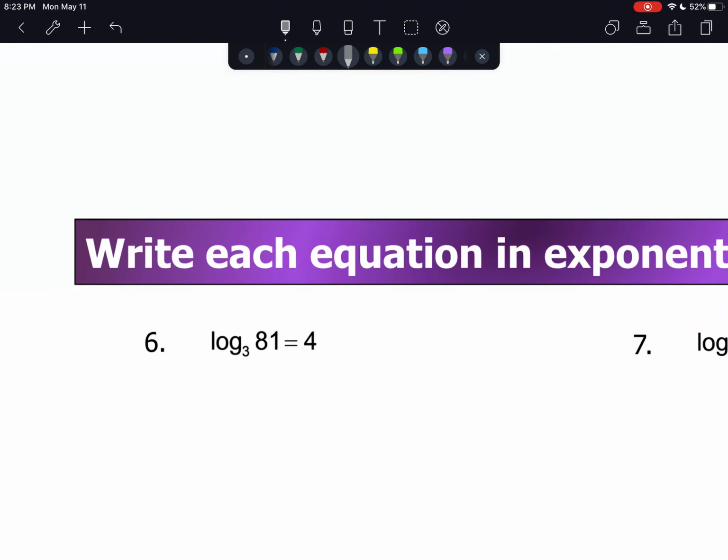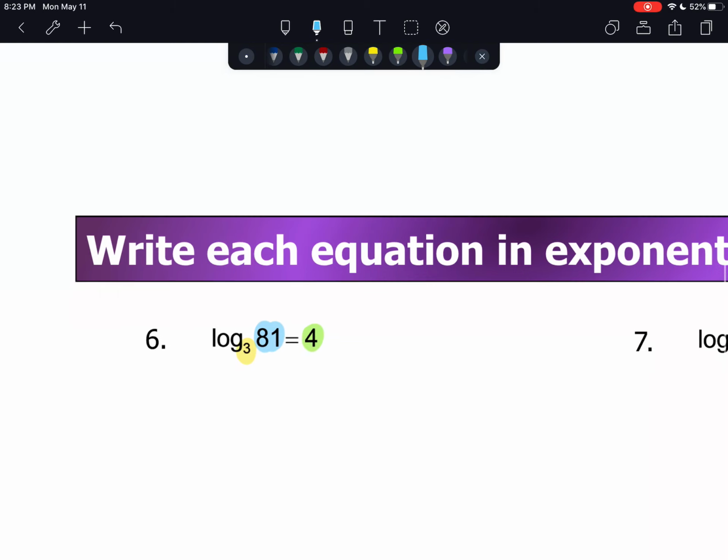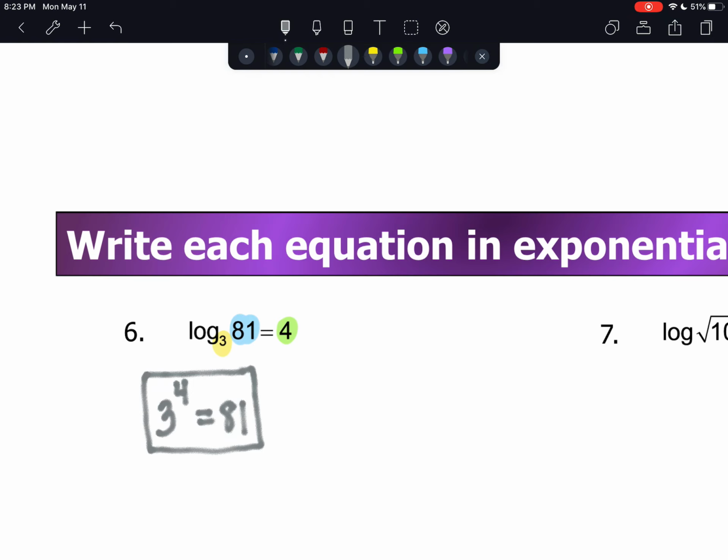Log base 3 of 81 equals 4. So we've got a base raised to an exponent equals a value which we call the argument. So I have the base of 3 raised to the 4th power equals 81. And you can see in both these cases we had a true statement. If it's not true, then there's an error.